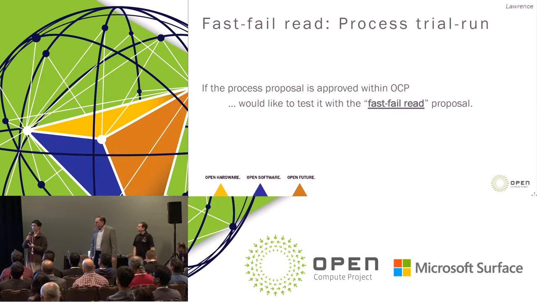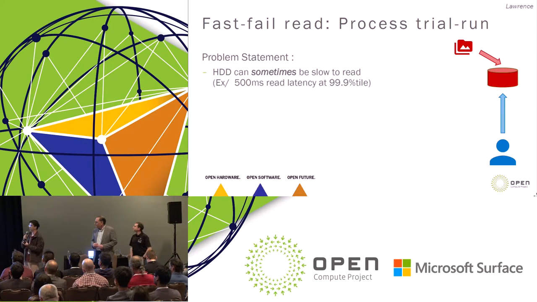If this process gets standardized within OCP, we're thinking about proposing a fast fail read proposal as the very initial proposal to test run the process, to see how well the process can work and how well we can work together with the rest of the industry. Let me explain what fast fail read is in more detail and what we're planning to do there. So, the problem statement. First, let me give a little bit of background about how an HDD behaves and how a distributed file system works at a very high level.